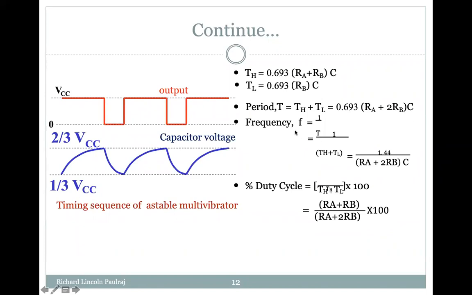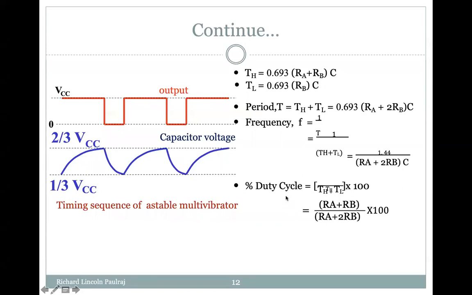So my frequency F is going to be 1 by T, which is nothing but 1 by (TH plus TL), because T is equal to TH plus TL, right? So kindly adjust, this T has come a little bottom, so F is equal to 1 by T. If you can make a quick note there, and this is 1 by (TH plus TL), because T is a combination of TH plus TL. So if I have to do this, then 0.693 is approximately 0.7, so F is 1.44 divided by (RA plus 2 times RB) into C.